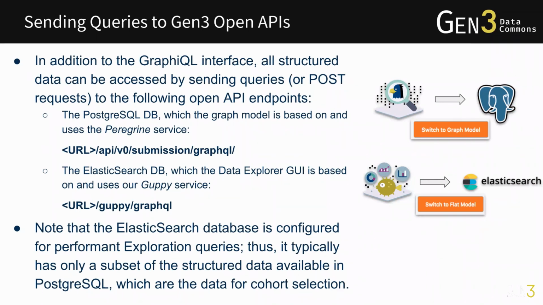POST requests to the following open API endpoints. The Postgres database, which the graphical model is based on, uses the Peregrine service, whereas the Elasticsearch database, which the Data Explorer user interface is based on, uses our Guppy service. It's worth noting that the Elasticsearch database is configured for performant exploration queries, thus it typically only has a subset of the structured data available in Postgres, which are the data for cohort selection.